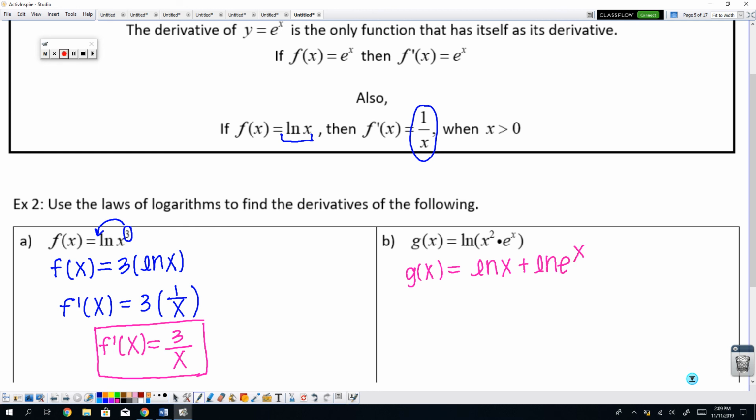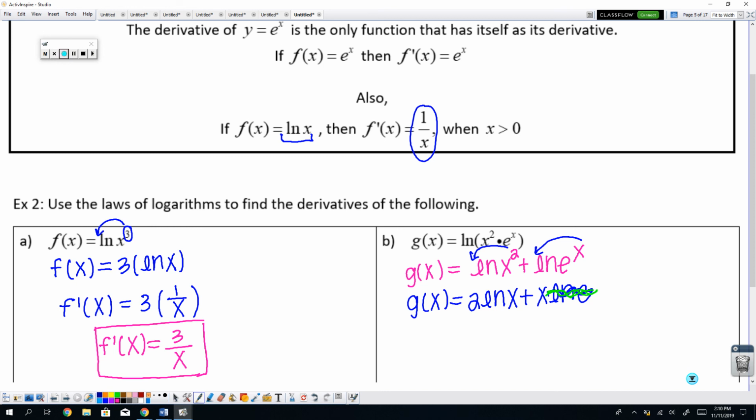Oh, I forgot my squared. Okay, so now we have one more step. So g of x equals, remember exponents come to the front. We have 2 ln x plus x ln e. Now the one thing that you might have forgotten, but I hope not, is that natural log and e are opposites. So because they're opposites, they cancel each other out here. Okay, they cancel each other out.